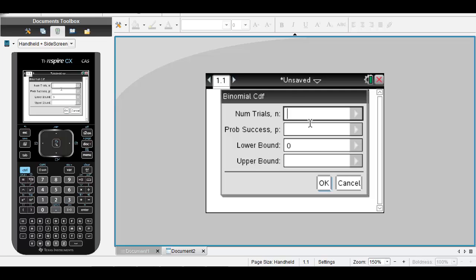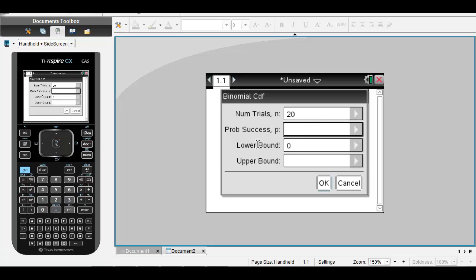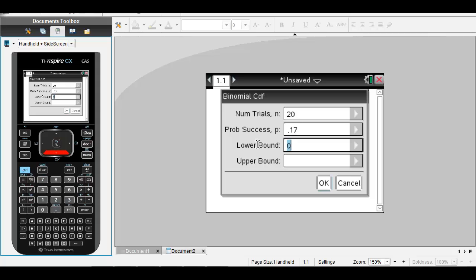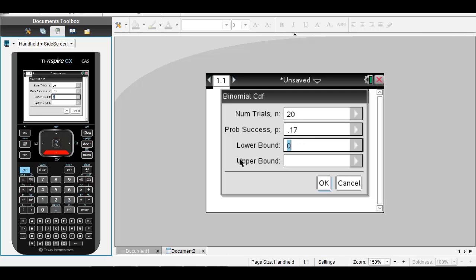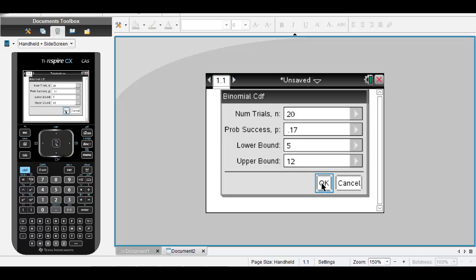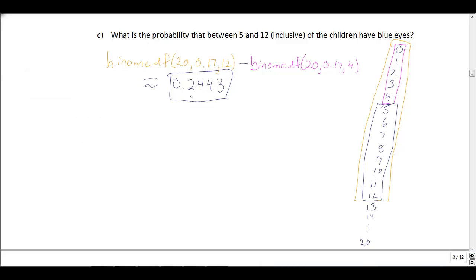Now this one, the number of trials was 20. Probability of success was 0.17. I'm going to do a down arrow. Lower bound. When we go back here, we're going somewhere between 5 and 12, so our lower bound is 5. What's new about this technology is that the TI-84 always has a lower bound of 0. But with this Nspire, I can go from 5 to 12, and then I hit OK. I enter that, and it gets me 0.244316, which matches the number we got here.